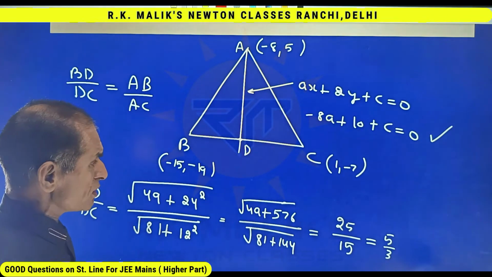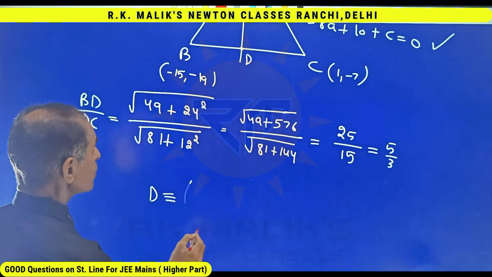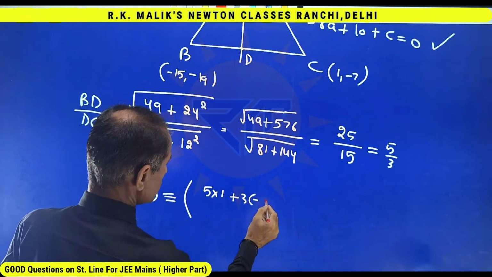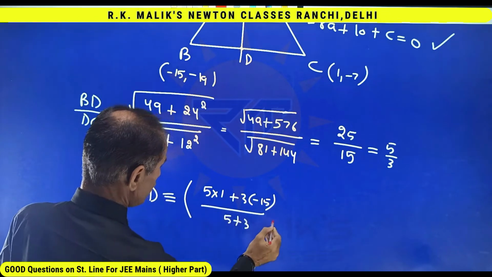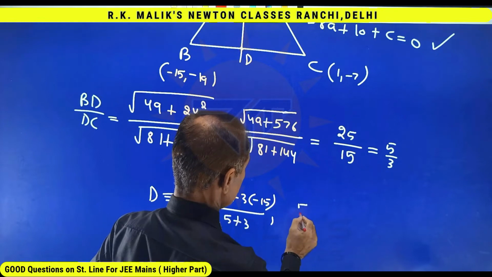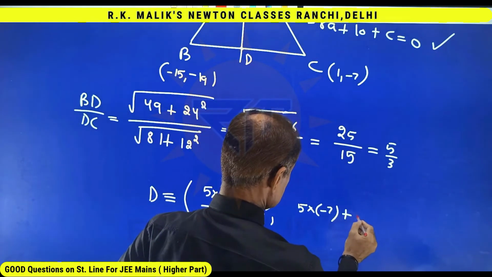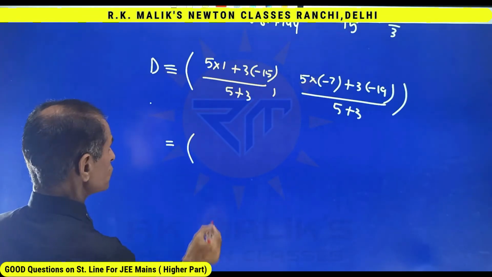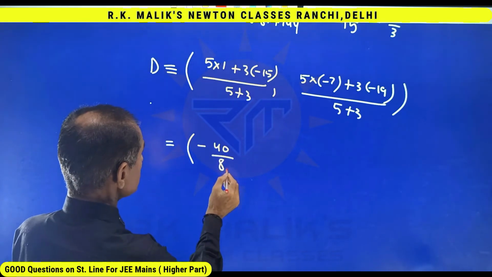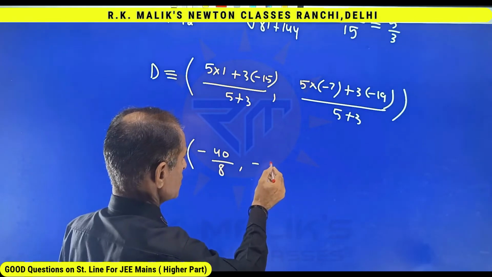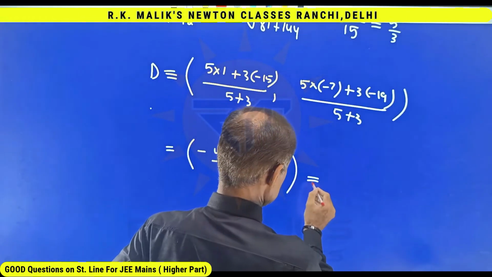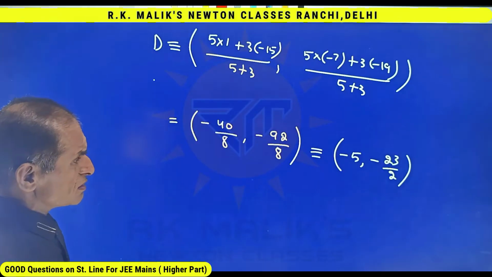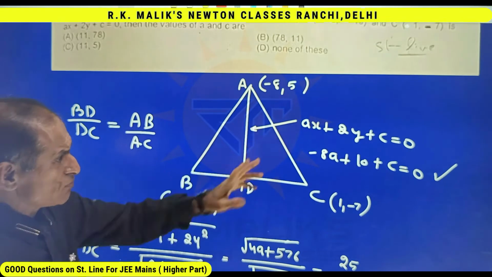And using the section formula you can get the coordinates of the point D as (5 into 1 plus 3 into minus 15) upon (5 plus 3), and then (5 into minus 7 plus 3 into minus 19) upon (5 plus 3), that is equal to minus 40 by 8 and minus 92 by 8, that is equal to minus 5, minus 23 by 2.